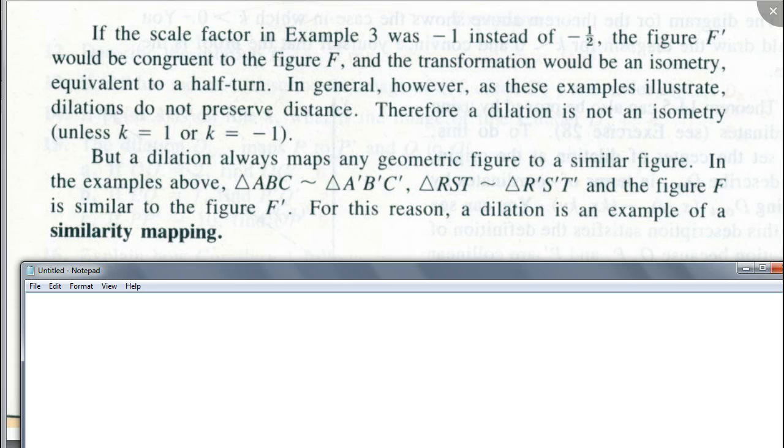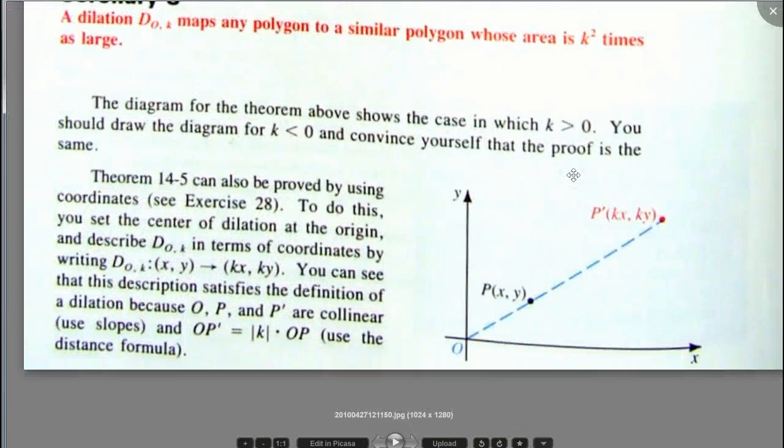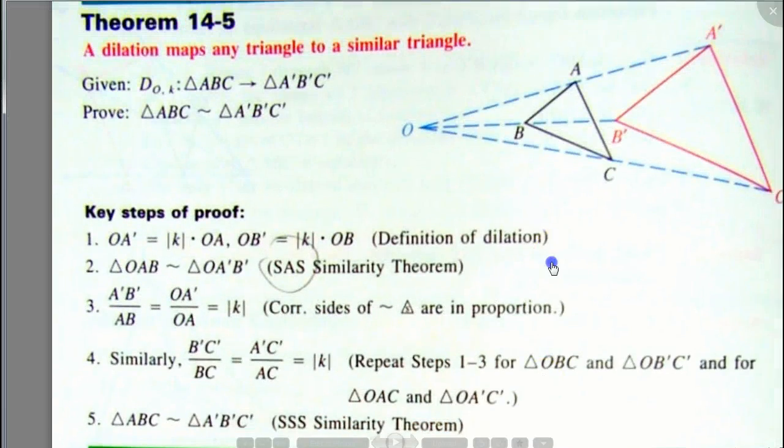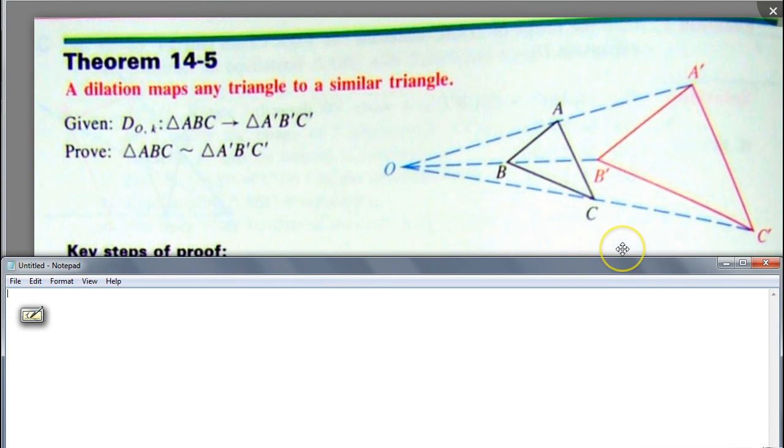Yes, and actually this is going to be our theorem. We're going to say the dilation is what? Not an isometry, but yeah. So actually we're going to talk about it in terms of a triangle. So here it is. If you were to dilate a triangle, guess what you get? You get a similar triangle. So write this down. A dilation maps any triangle to a similar triangle, turns out. Okay, so write that down.